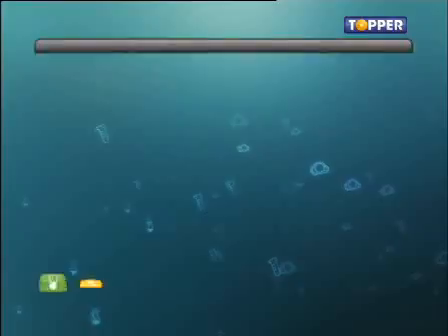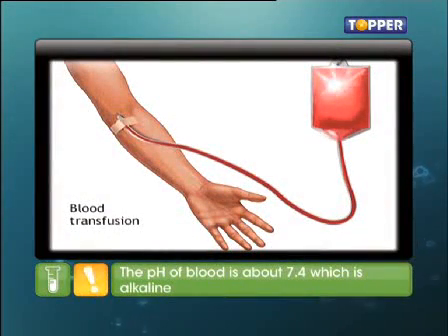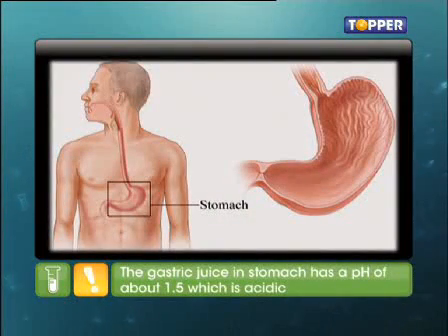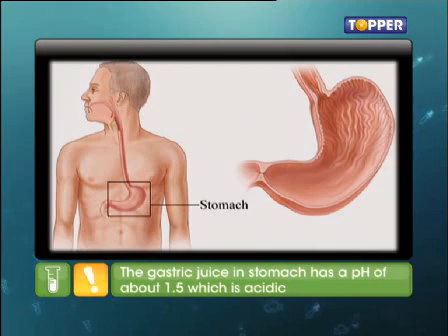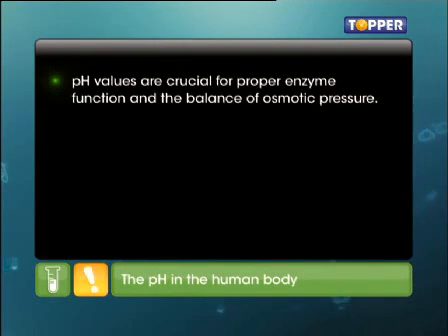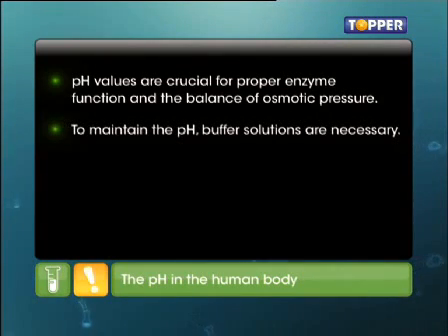First of all, thank you for the question. Buffers are very important for chemical and biological systems. The pH in the human body varies greatly. For example, the pH of blood is about 7.4, which is alkaline, whereas the gastric juice in stomach has a pH of about 1.5, which is acidic. These pH values are crucial for proper enzyme function and the balance of osmotic pressure. To maintain the pH, buffer solutions are necessary.